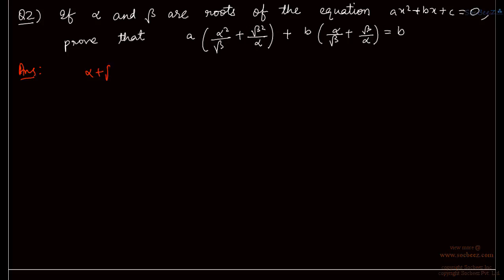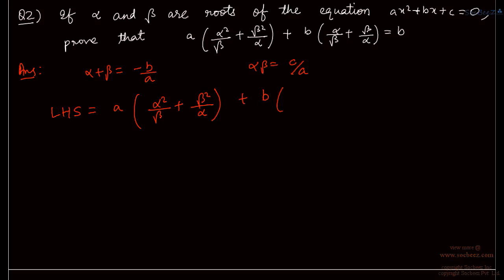So, alpha plus beta should be equal to minus b by a, and similarly alpha beta is equal to c by a. These are the most important equations here. Now let's try expanding our LHS, the left hand side, right? Alpha squared by beta plus beta squared by alpha plus b times alpha by beta plus beta by alpha, right?